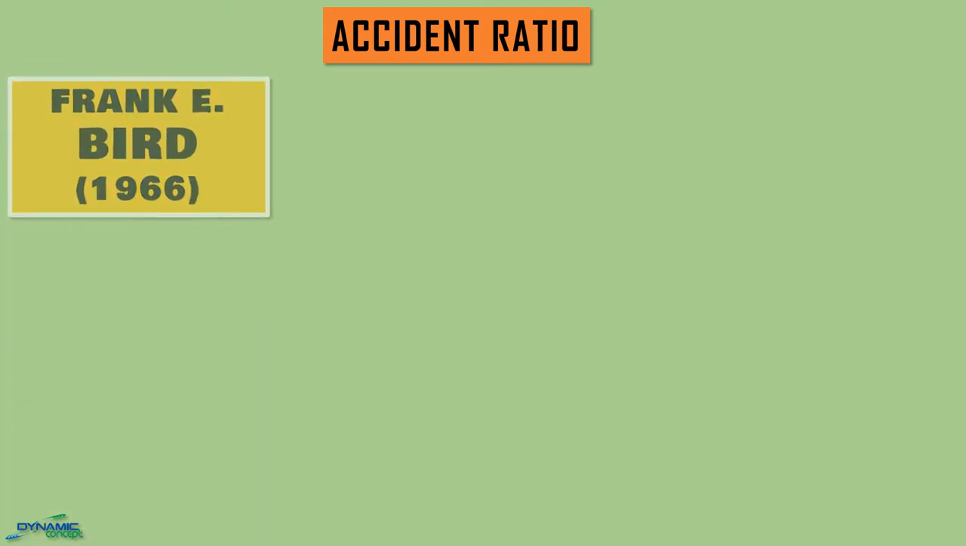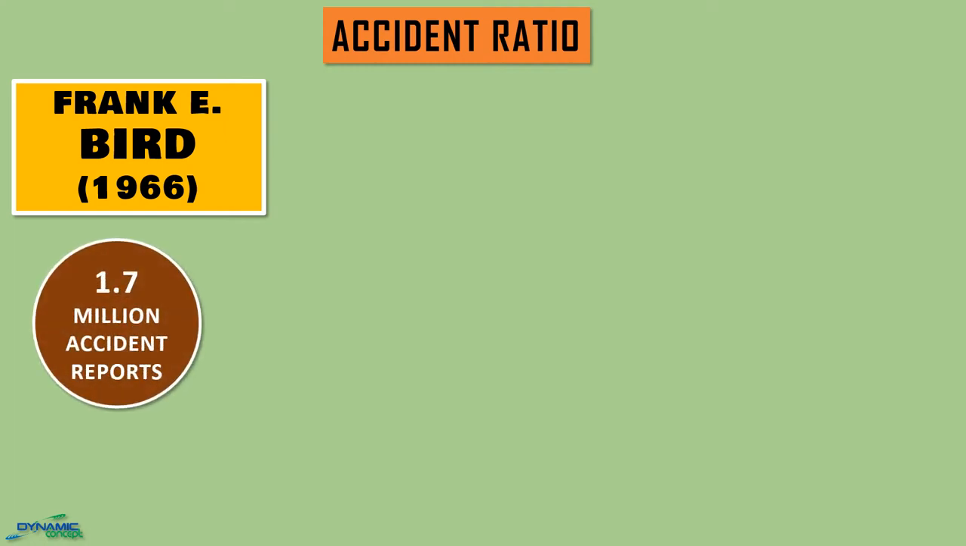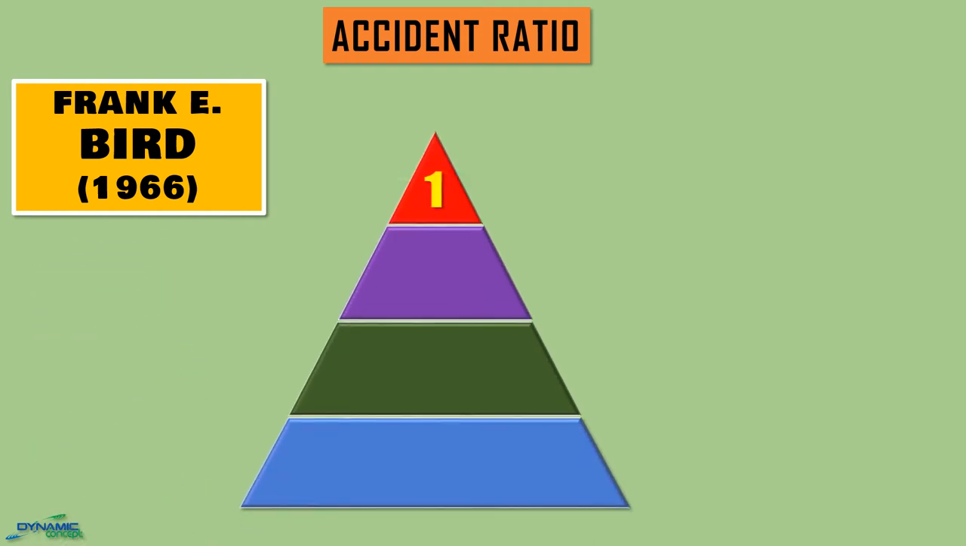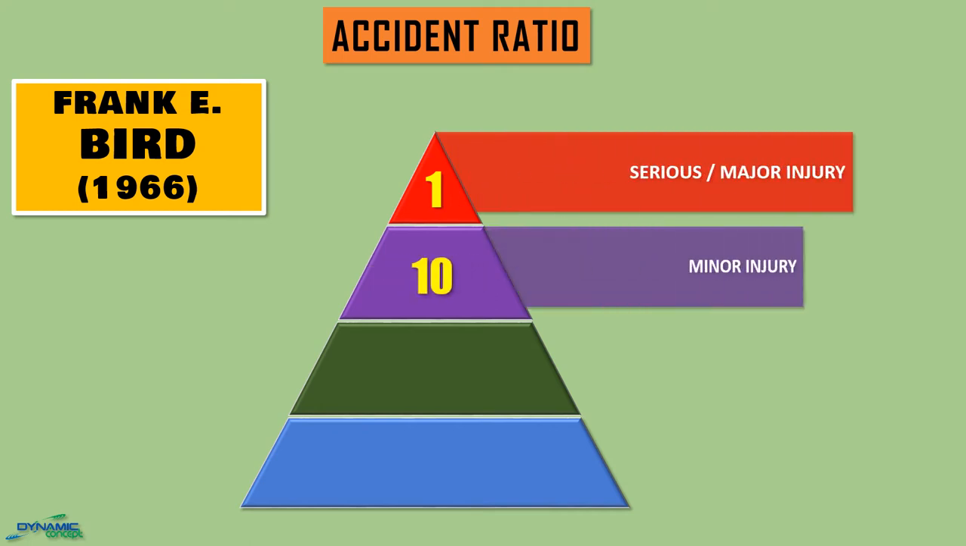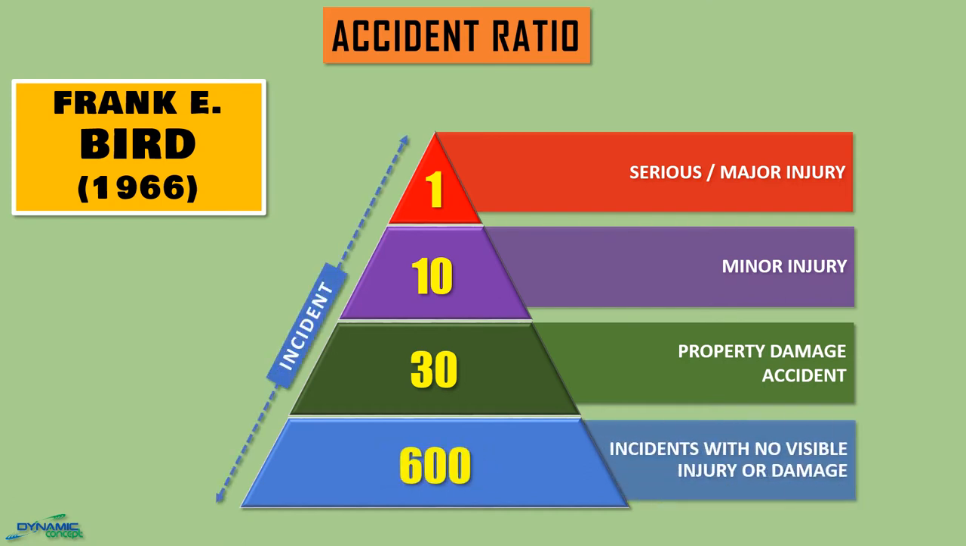The theory was developed further by Frank Bird in 1966 based on the analysis of 1.7 million accident reports. He produced an amended triangle that showed a relationship of one serious injury accident to 10 minor injury accidents to 30 property damage accidents to 600 incidents or near misses without injury. Bird showed a relationship between the number of reported incidents and the number of major accidents and claimed that the majority of accidents could be prevented by taking proper control.